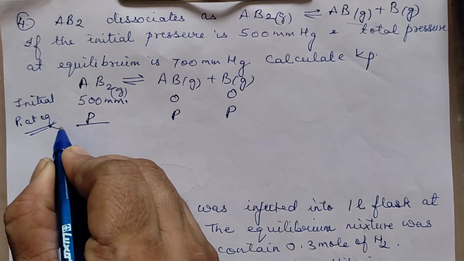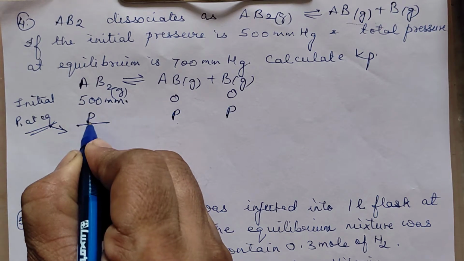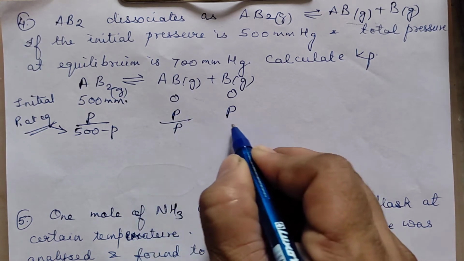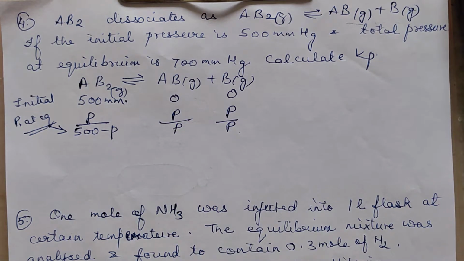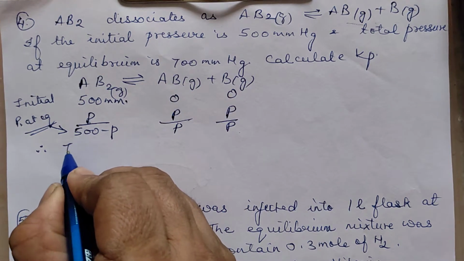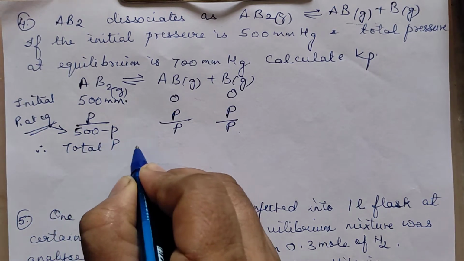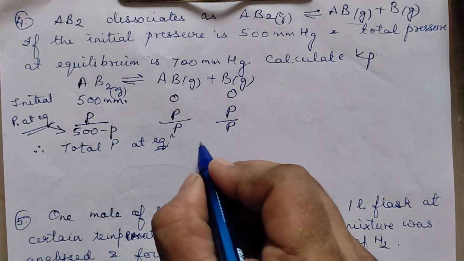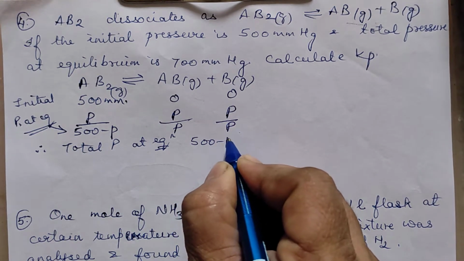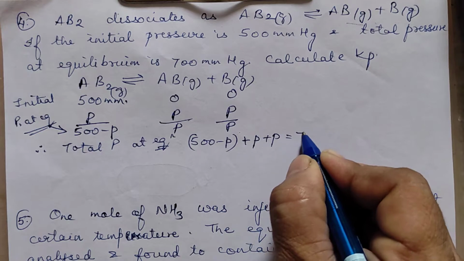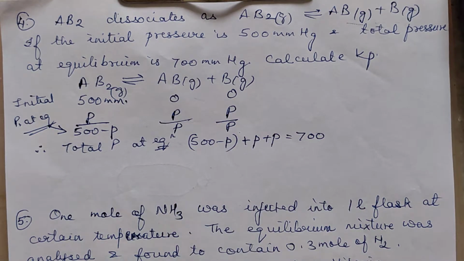So how much is the pressure at equilibrium? 500 minus P. So that I will write down here, 500 minus P. And how much is this left over? P. How much is the pressure here? P. And then they have told the total pressure. So what we will write? The total pressure at equilibrium. What it will be? You add up all. 500 minus P plus P plus P, it comes out to be 700, which is given in the question. Fine till here.